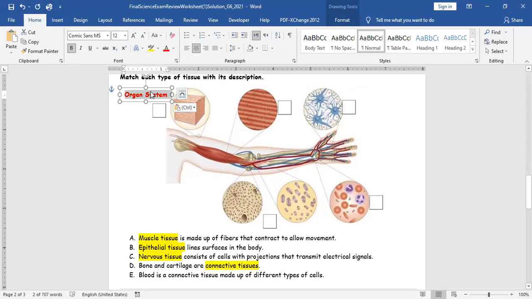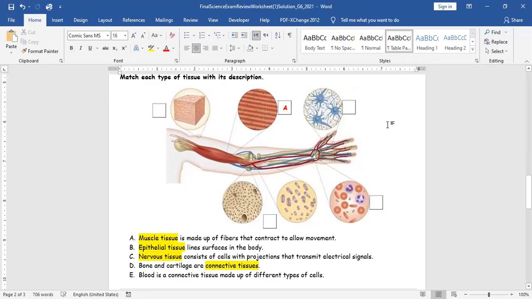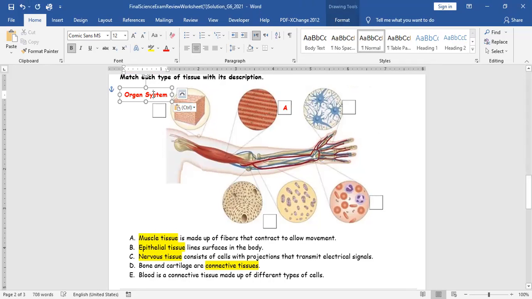So let's start with the first one. A, muscle tissue. Here are the muscles, and this is a closed section of the muscular tissue. The muscle tissue is made up of fibers, and muscle tissues allow movement. Epithelial tissue is the tissue of the skin. The skin is made of epithelial cells, and here is the skin.